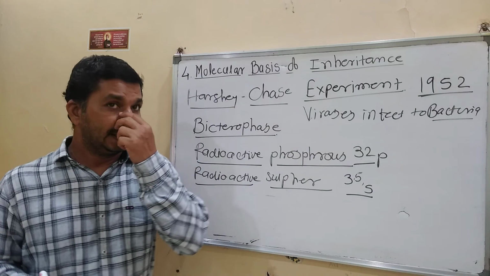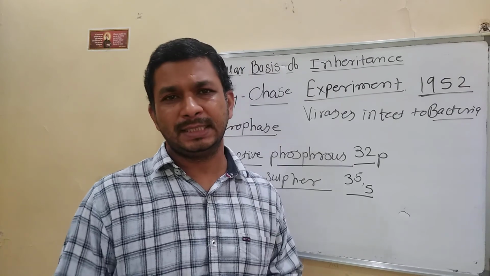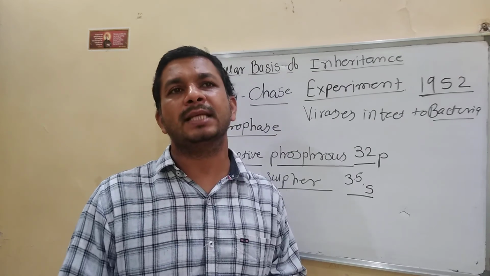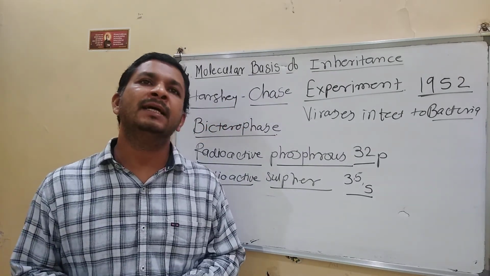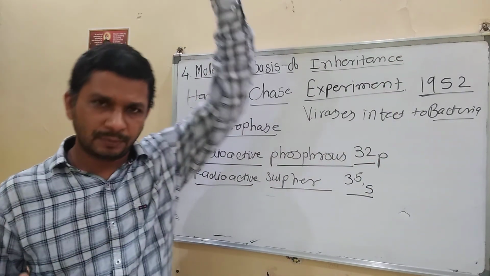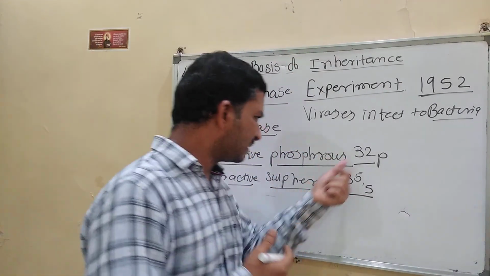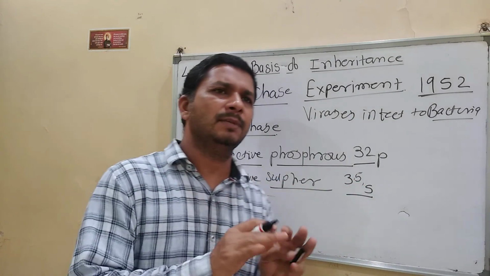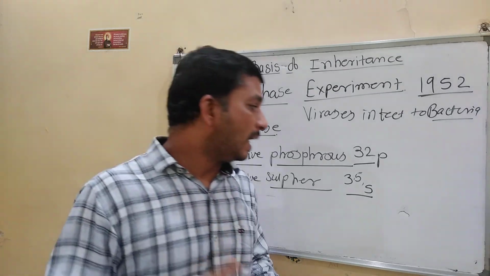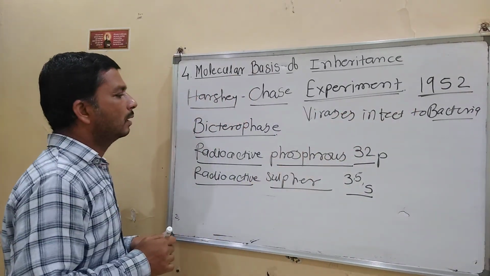Then the radioactive phages were allowed to infect E. coli bacteria. They take one kind of bacteria, E. coli, grown on the medium containing P and S, that is phosphorus and sulfur, as we discussed previously.